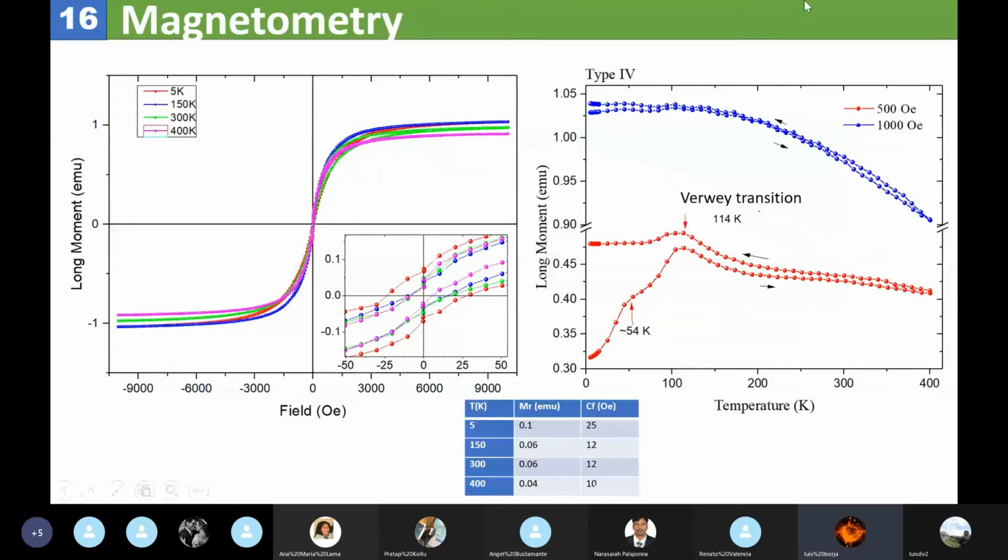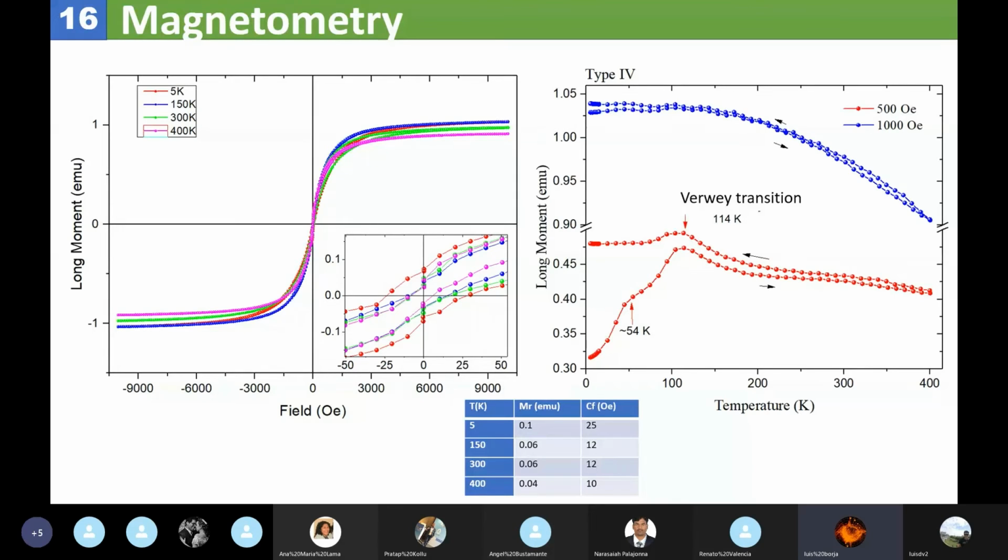Okay, and this is the hysteresis and the magnetization for the sample type 4. As was mentioned before, this sample contains only iron oxides: magnetite, hematite, and wustite. We measured the hysteresis at 4 different temperatures: 5 kelvins, 150 kelvins, 300 kelvins, and 400 kelvins.